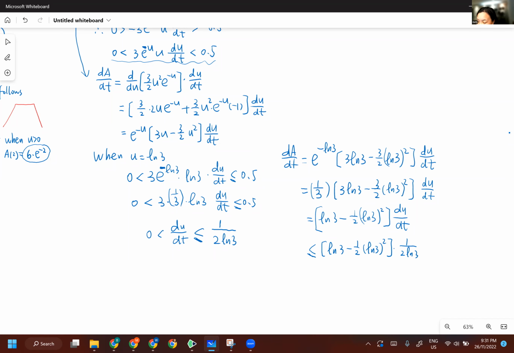Okay, and then you use the calculator. You can find out whether or not. Let me just do it. It's 1/2 minus 1/4 log 3, and that is 1/2 minus 1/4 times log 3.